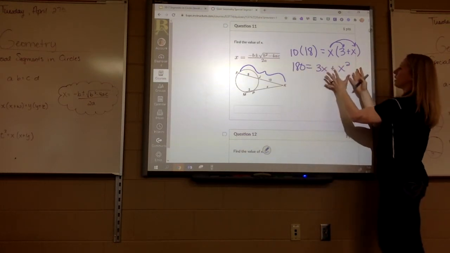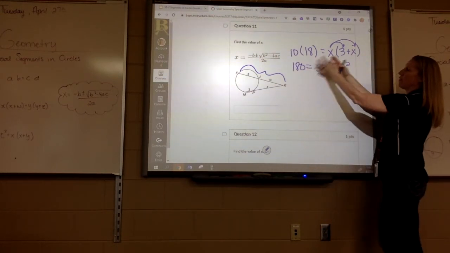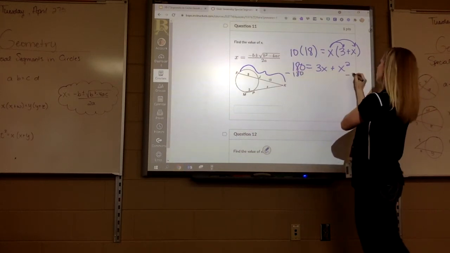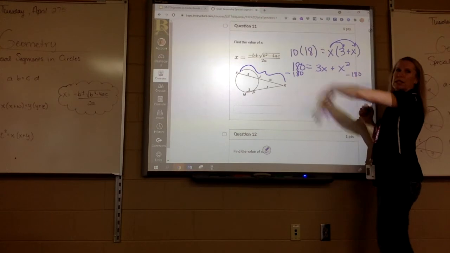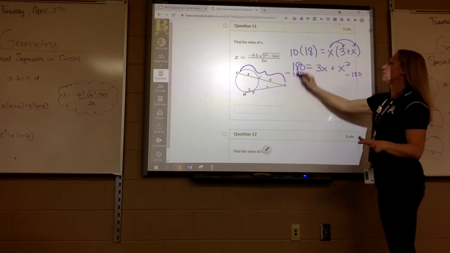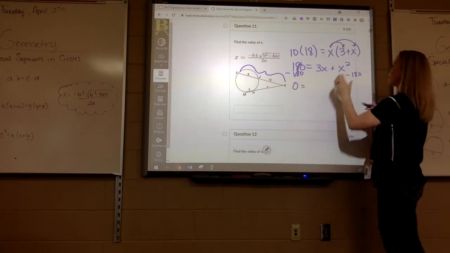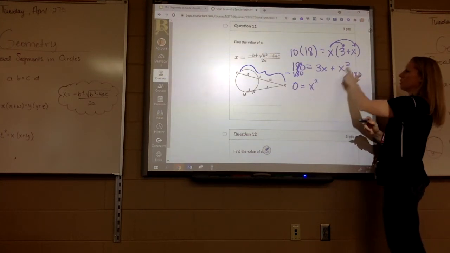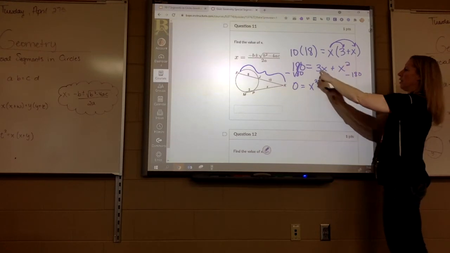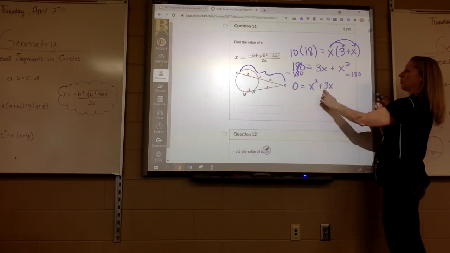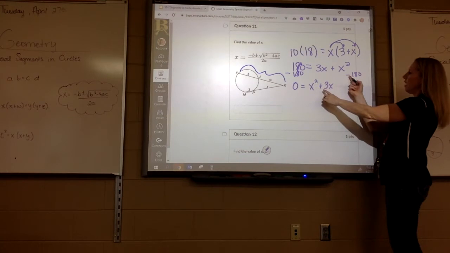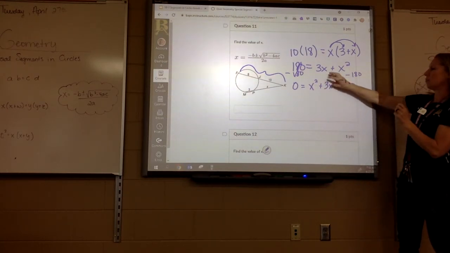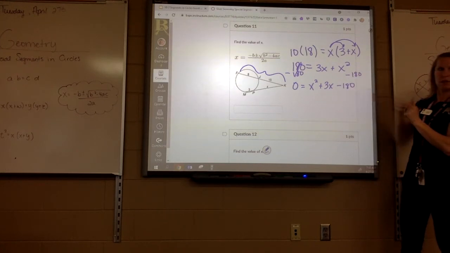So anytime you have an x squared and an x, we have to do the quadratic formula. In this formula, do you see how there are a's and b's and c's? So we need to rearrange this equation to where everything's on one side. I'm going to minus 180 to get it to the other side because I want one side to be 0. I'm going to write this in order: my x squared first, always. Then plus 3x, and then negative 180.